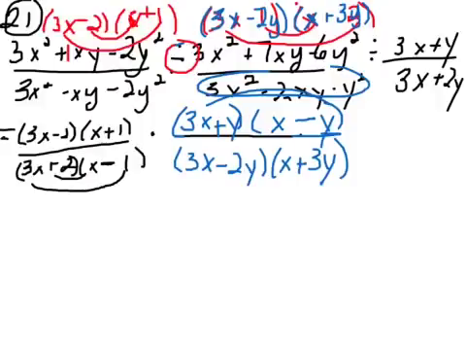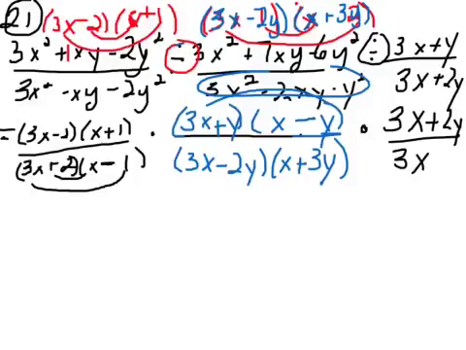And then I'm going to take that last fraction, and it doesn't factor, so I'm just going to flip it. Remember, because it's division, we multiply by the reciprocal. That's going to be times 3x plus 2y over 3x plus y. So let's start canceling some stuff out. I did the flipping and the factoring, so now it's time to just cancel stuff out.